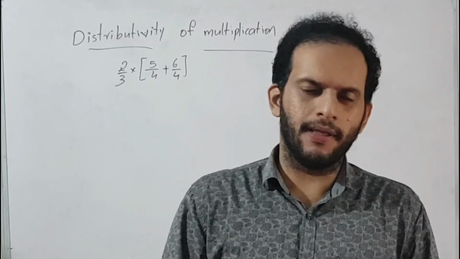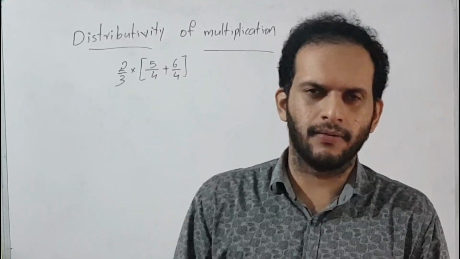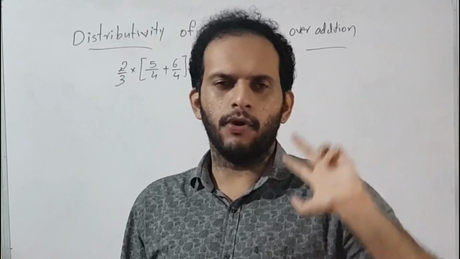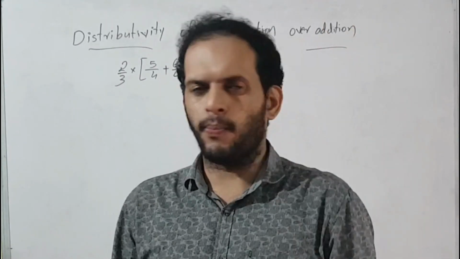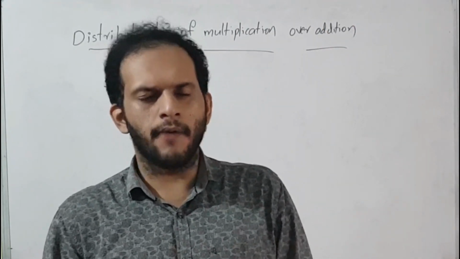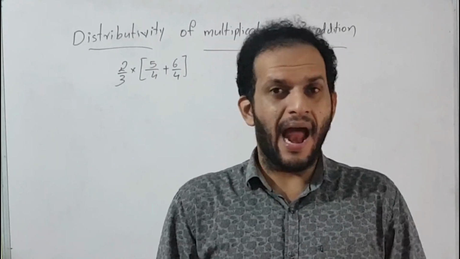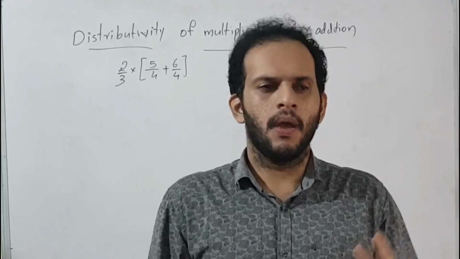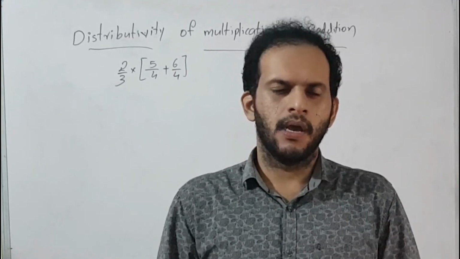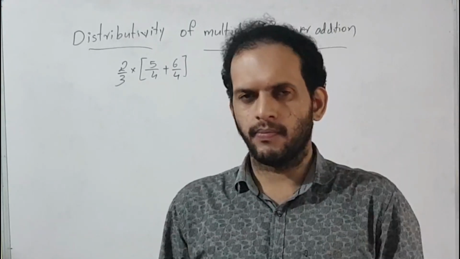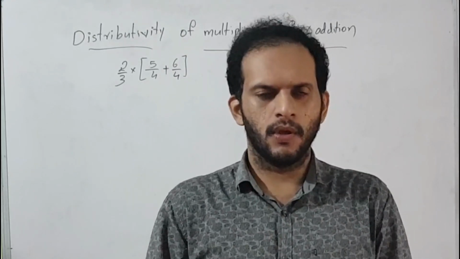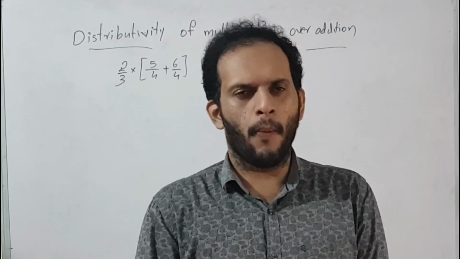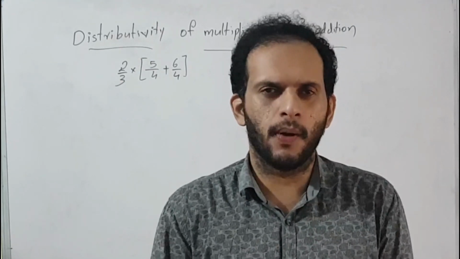In the last classes we discussed the properties of rational numbers: the closure property, commutative property, and associative property. Then we discussed additive identity, additive inverse, multiplicative identity, and multiplicative inverse or reciprocal. Now we're discussing one more property, the distributive property.